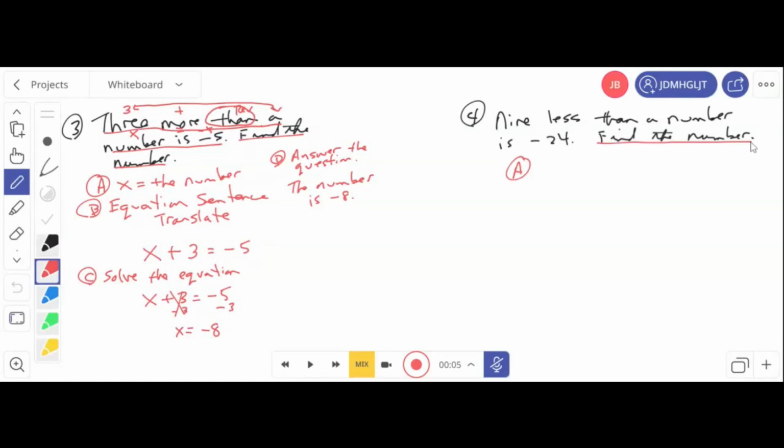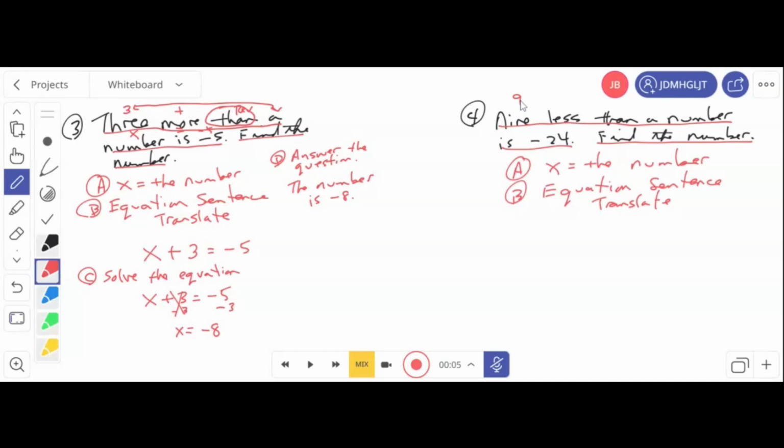Identify the variable. It says find the number, so our number is going to be x. Next, we find the equation sentence. Nine less than a number is -24. So we translate.